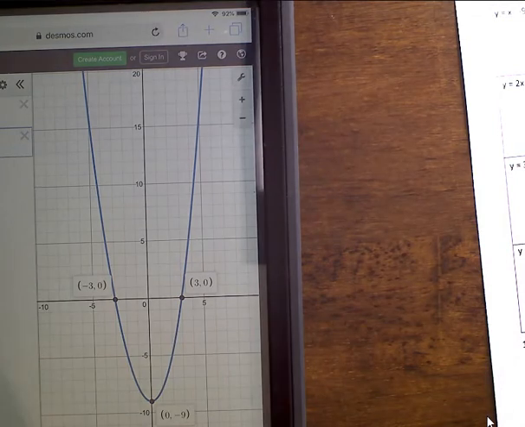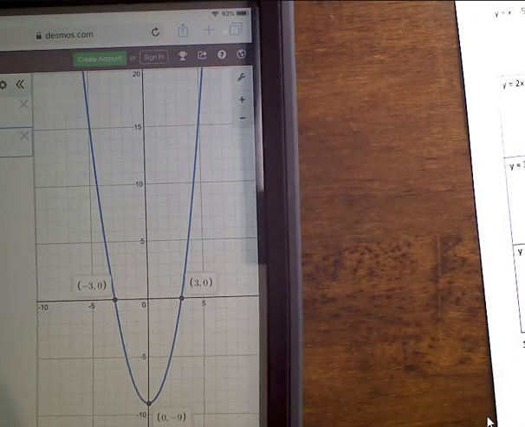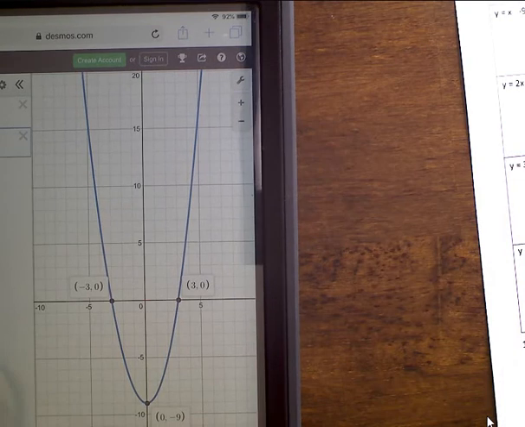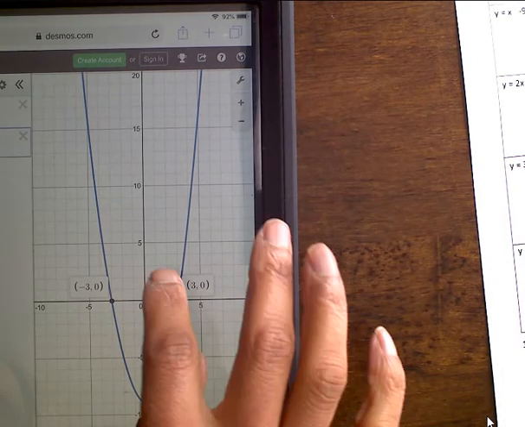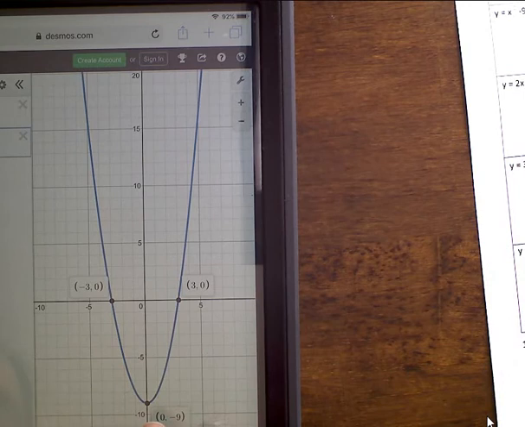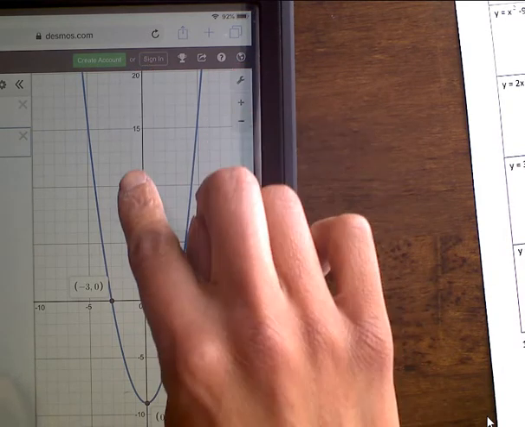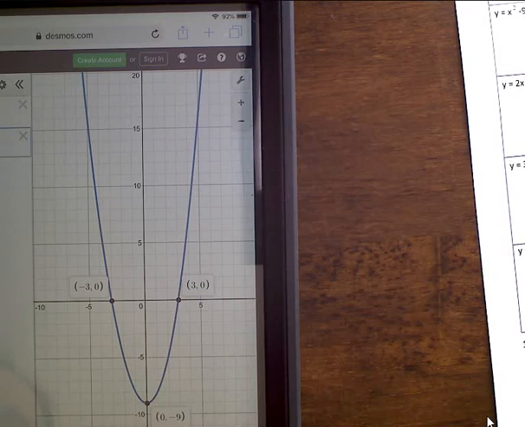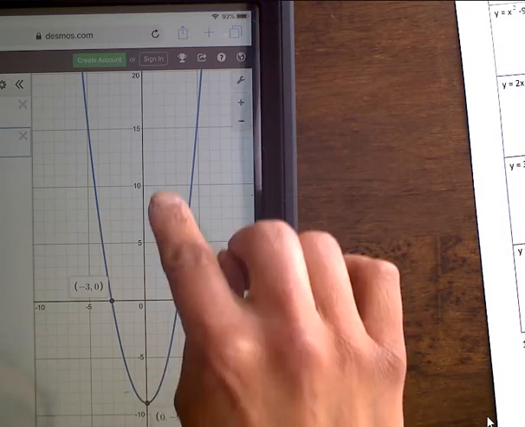The investigation also asks for the x-coordinate of the vertex. So if I go to the vertex, in this case the vertex lies on the y-axis, so it's the same as the y-intercept. I'm getting the same point. The x-coordinate of the vertex is 0. My axis of symmetry is this vertical line that goes through the vertex. So its equation will also be x equals 0.